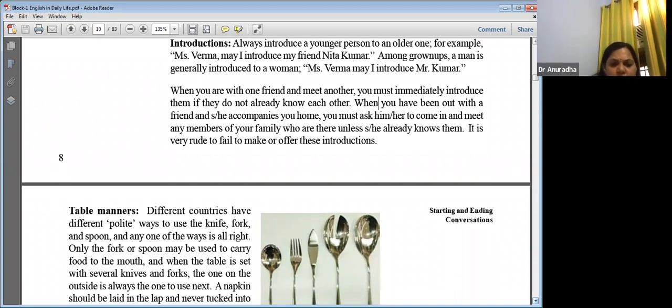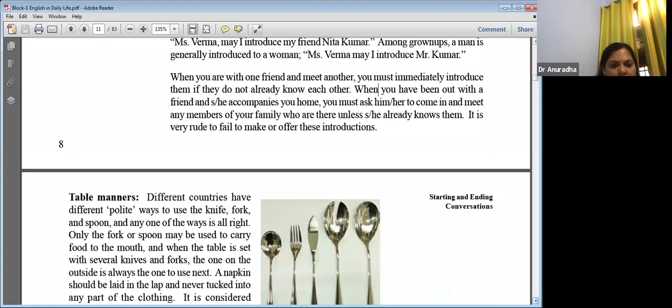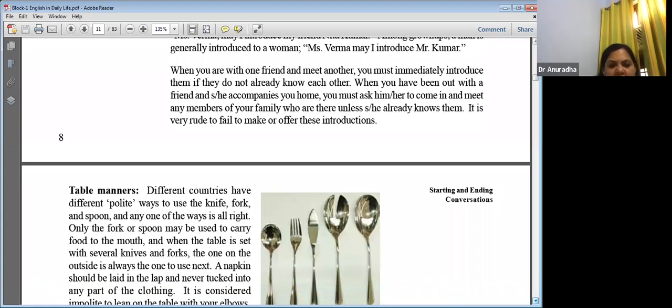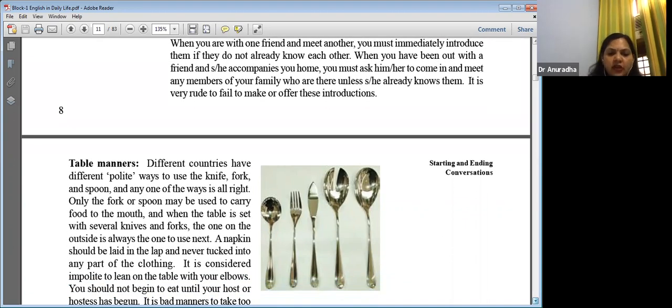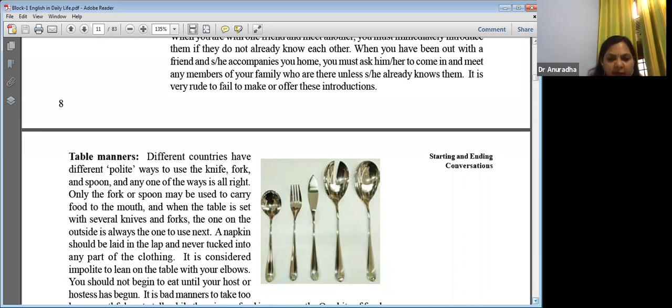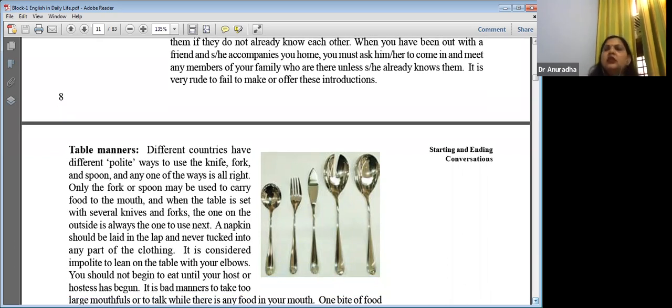The one on the outside is always the one to use next. A napkin should be laid in the lap and never tucked into any part of the clothing. Usually we tuck the napkin here, but it is not good. We should always keep it on our lap. It is considered impolite to lean on the table with your elbows. Like we keep our elbows like this, and nowadays it is COVID time, we know that everything should be a no-touch zone.